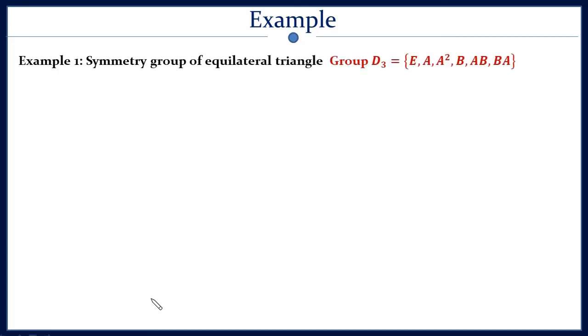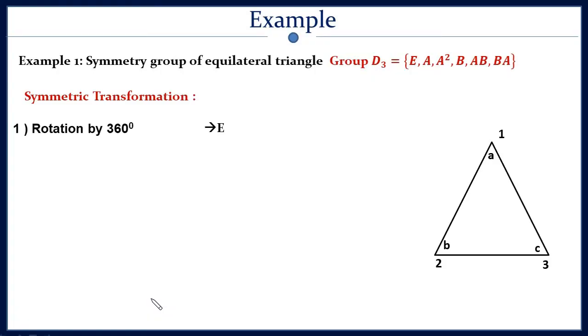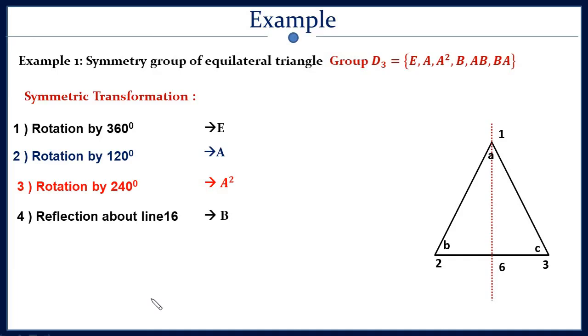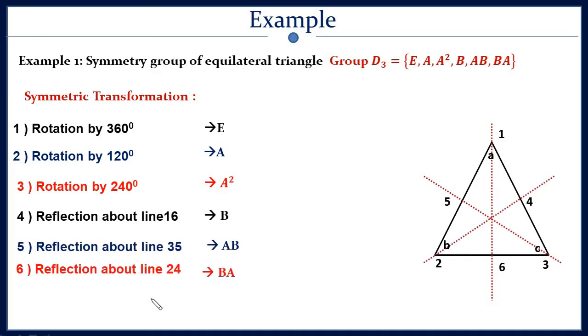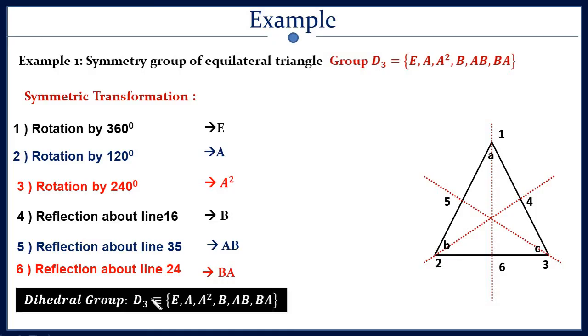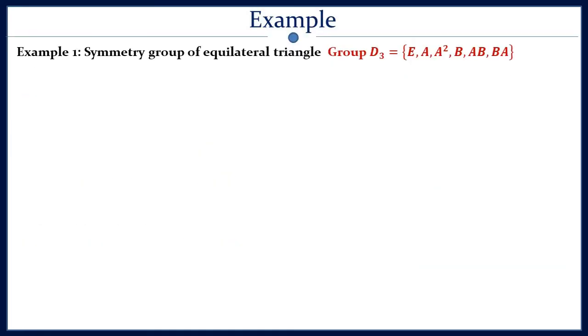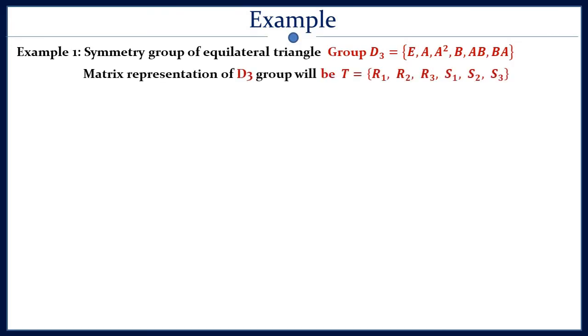Now we will try to visualize all these concepts using one example, and as usual I am using this example so that it will be clear. Here we will consider the symmetry group of an equilateral triangle, which consists of 6 elements: rotation by 360 degrees, rotation by 120 degrees, rotation by 240 degrees, reflection about line 16, reflection about line 35, and reflection about line 24. In the last lecture we saw that this symmetry group can be represented by the matrices R1, R2, R3, S1, S2, S3, where R1, R2, R3 are the rotation matrices and S1, S2, S3 are the reflection matrices.